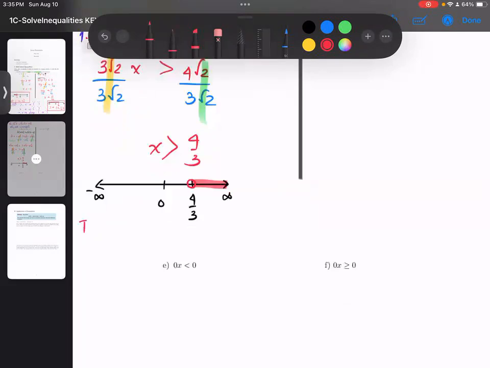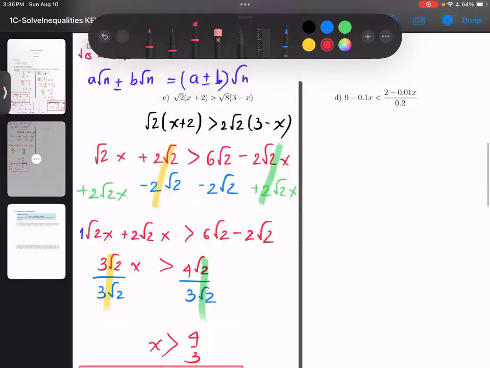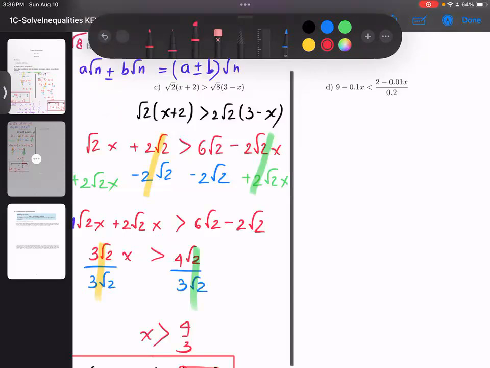Interval notation is going to be from, remember, always the solution from left to right. So from 4/3 to infinity. Infinity always gets the parenthesis, no argument there. The 4/3 also gets a parenthesis because we don't include 4/3. Okay. Why don't you guys try part D? Maybe that will be your quiz. Part D.